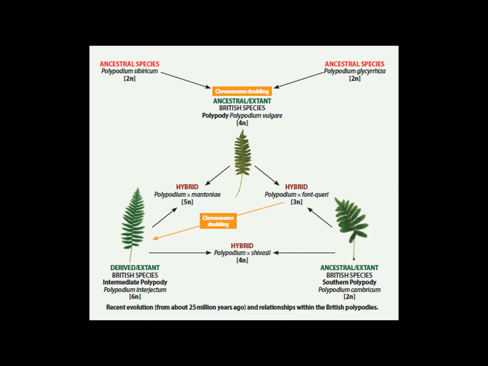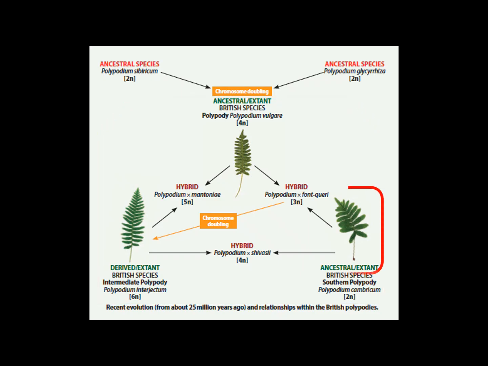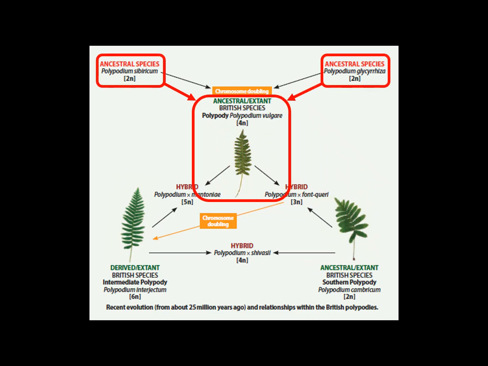In Britain we have a triangle of 3 species and 3 sterile hybrids between them. The southern Polypody, Polypodium cambricum, is, as far as our knowledge goes back, the original European ancestral species. It has the base 2 sets of chromosomes. Our common Polypody, Polypodium vulgare, has proved to be the result long ago of hybridization of 2 northern species, Polypodium sibiricum and Polypodium glycyrrhiza. Both have the base 2 sets of chromosomes, but a division failure in gamete production resulted in doubling, so that our Polypodium vulgare has 4 sets.